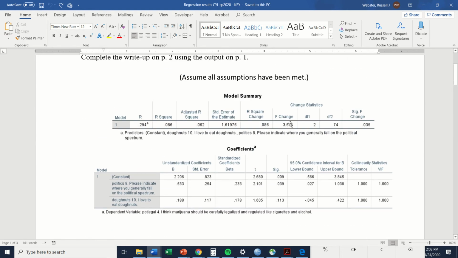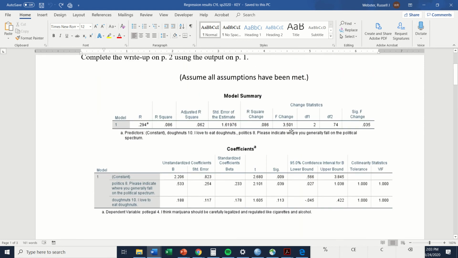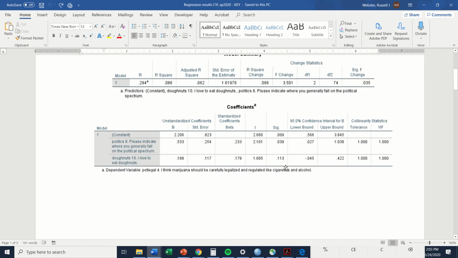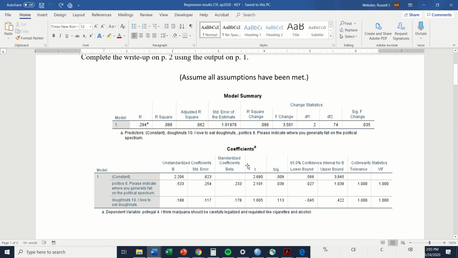So this regression analysis will tell us which independent variables uniquely predicted support for legalizing marijuana after accounting for their shared overlap, right? We're partialing out, controlling for that black shaded area in our Venn diagram. So what is the unique overlap between political orientation and support for legalizing marijuana? What's the unique overlap between donut love and support for legalizing marijuana? This regression analysis will tell us.